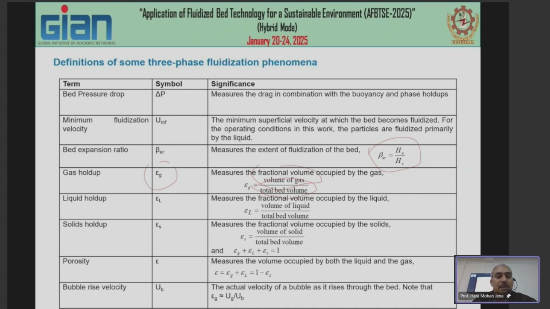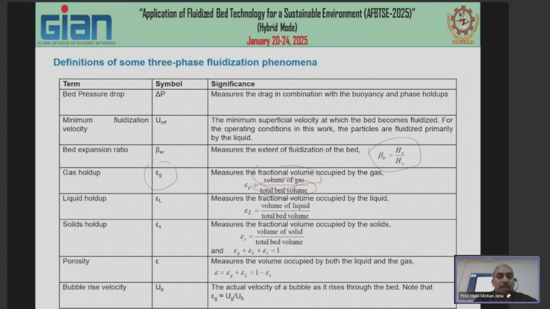Then another one is the porosity. Porosity means the space in the bed which is occupied by the gas and the liquid phases only, which is nothing but 1 minus the volume fraction of the solids in the bed, that is the porosity.